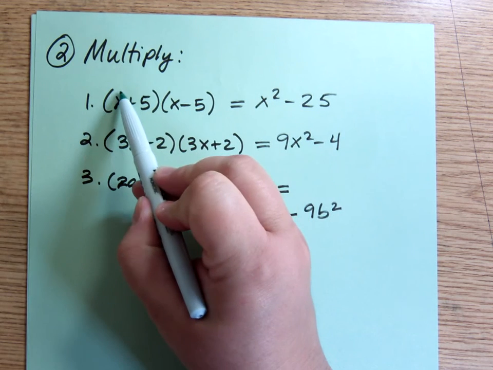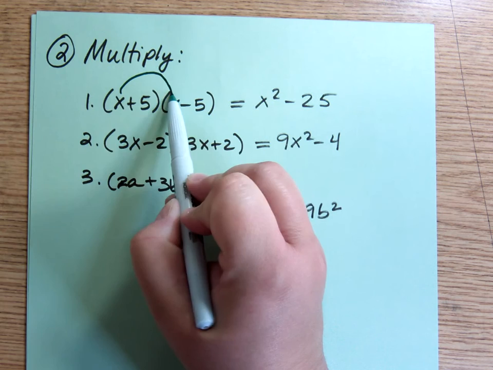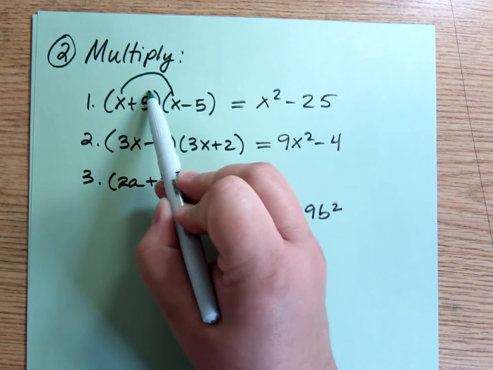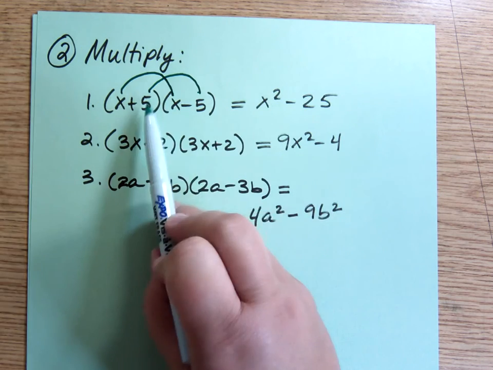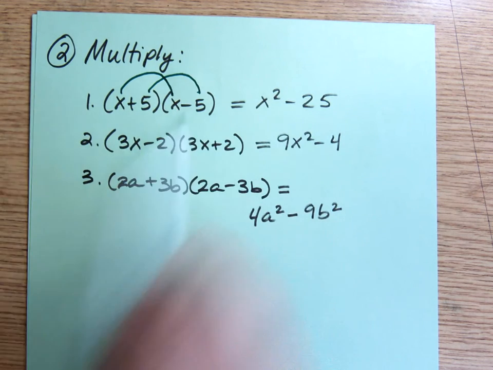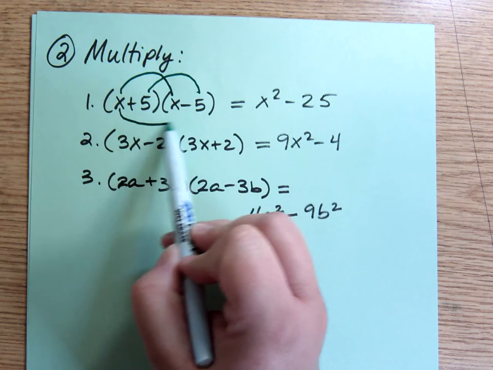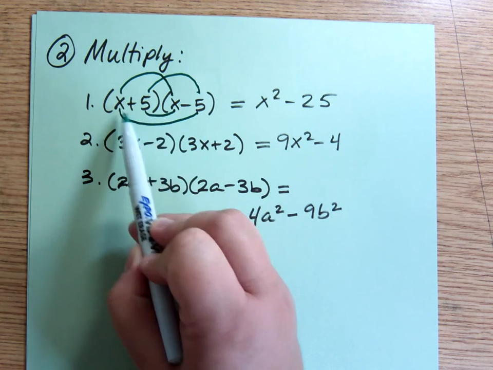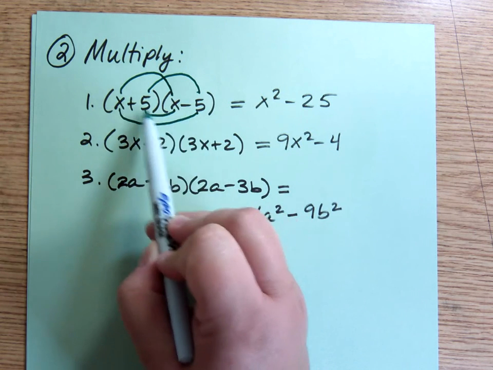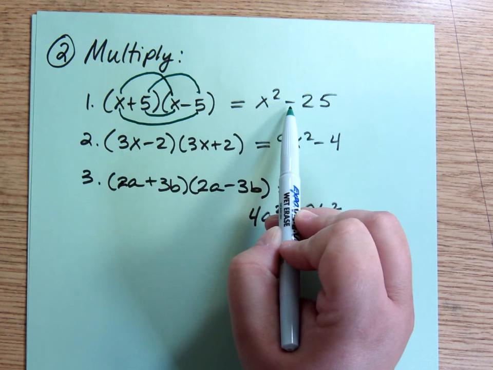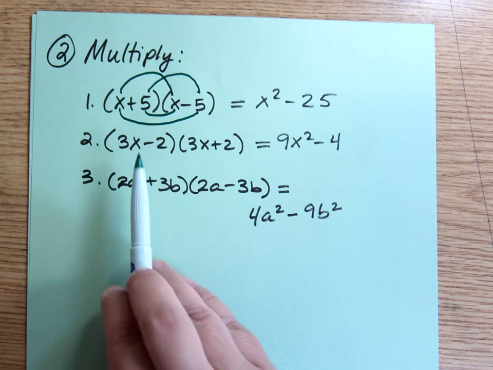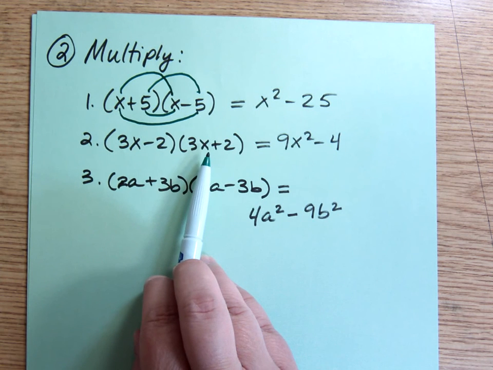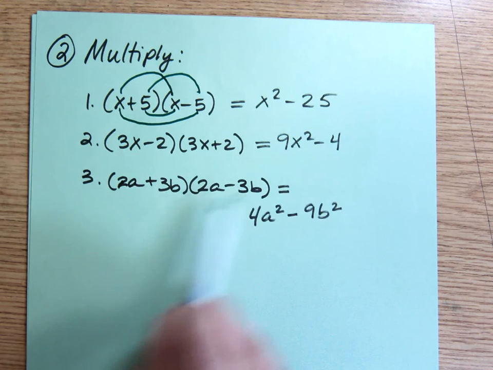Basically when I do FOIL, these two things end up showing up. x times x, x squared. 5 times 5, 25, and it's negative. These two things cancel out. This one gives me a negative 5x, this one gives me a positive 5x, so there's no middle term. That's the second thing I want you to notice: usually if I multiply two binomials, I get a trinomial. All three of these, I got a binomial. So that's a unique situation.